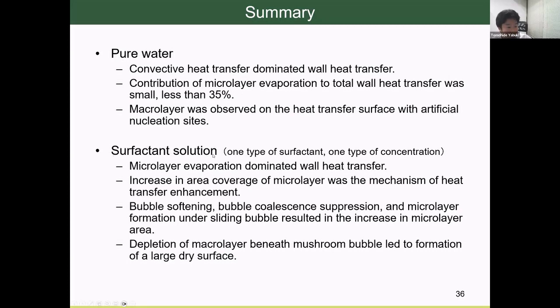For surfactant solution, I tested just one type of surfactant and one concentration. Microlayer evaporation dominated wall heat transfer, and the increase in area coverage of microlayer was the mechanism of heat transfer enhancement. Double coalescence separation and microlayer formation under sliding bubble resulted in the increase in microlayer area. And depletion of microlayer beneath the mushroom bubble led to formation of a large dry surface.